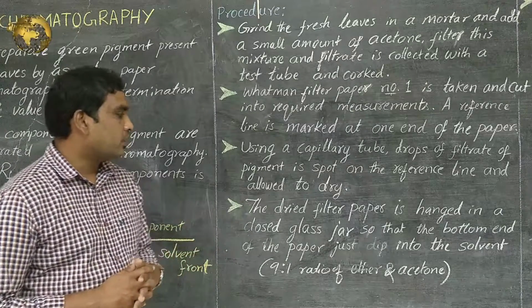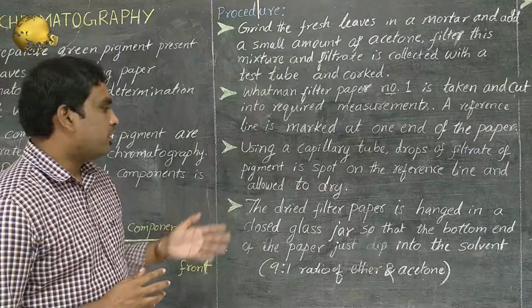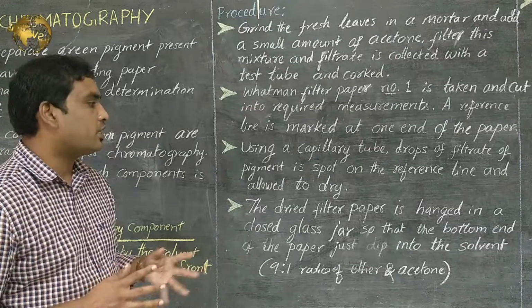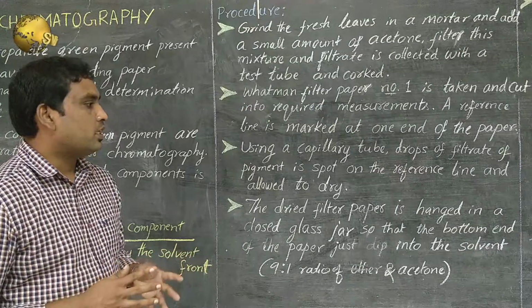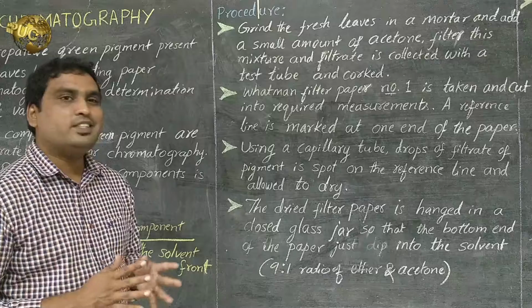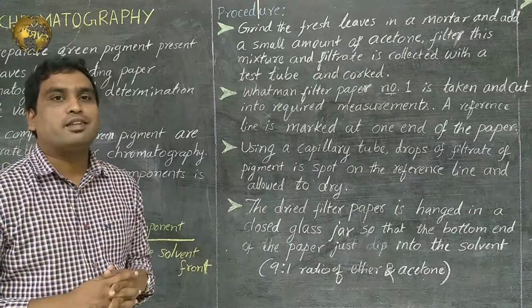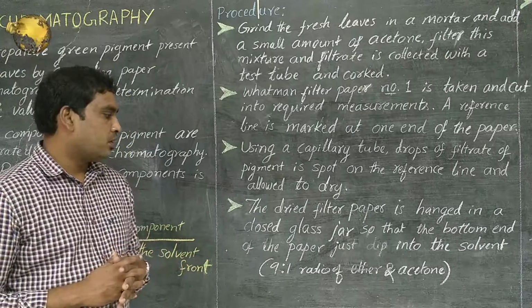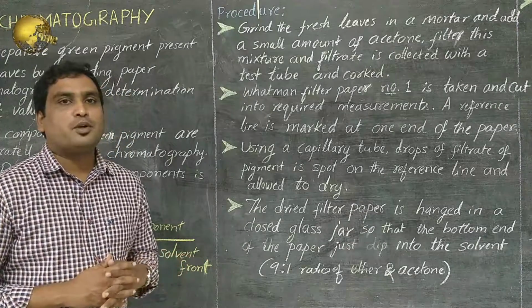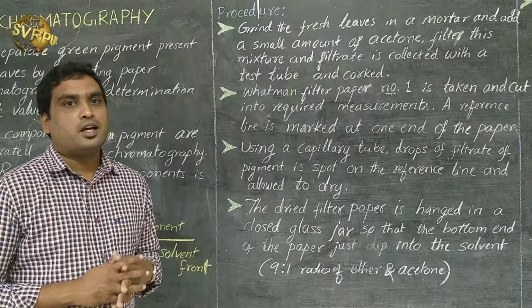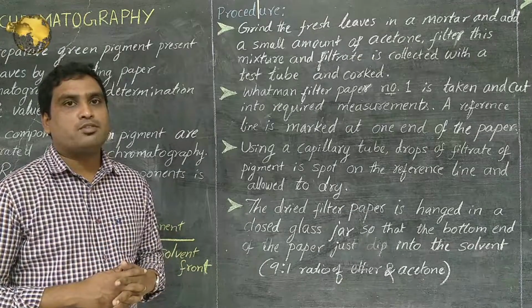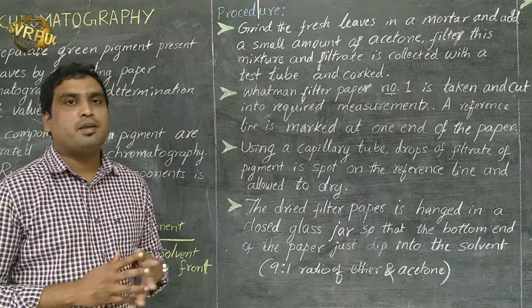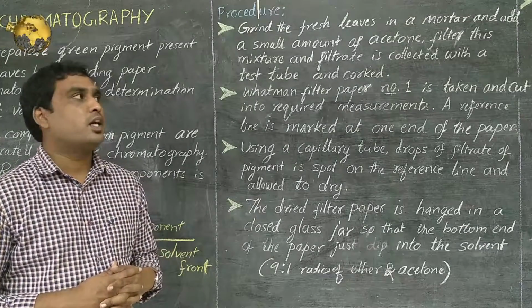Next, we dry the filter paper, and the dried filter paper is hung in a closed jar so that the bottom end of the paper is just dipped into the solvent. The solvent we are using in this experiment is a 9:1 ratio of petroleum ether and acetone. If you need to prepare 20 ml of solvent, you take 18 ml of petroleum ether and mix it with 2 ml of acetone.